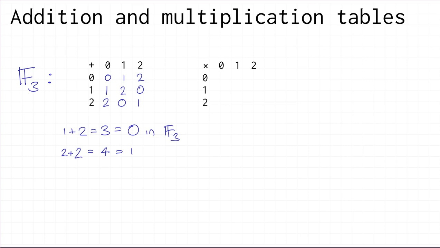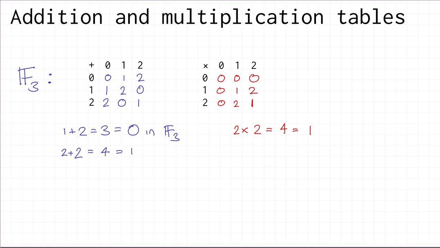Okay, let's do some multiplication. The multiplication table is even simpler because half of the time we're multiplying by 0. And of course, multiplying by 0 is always going to give us 0. And multiplying by 1 is just as easy. 1 times 1 is 1. 1 times 2 is 2. 2 times 1 is 2. So the only interesting one is what is 2 times 2? And of course, that is 4. And in the finite field F3, 4 is equal to 1 because 4 and 1 differ by a multiple of 3. So I can put a 1 here in my multiplication table.